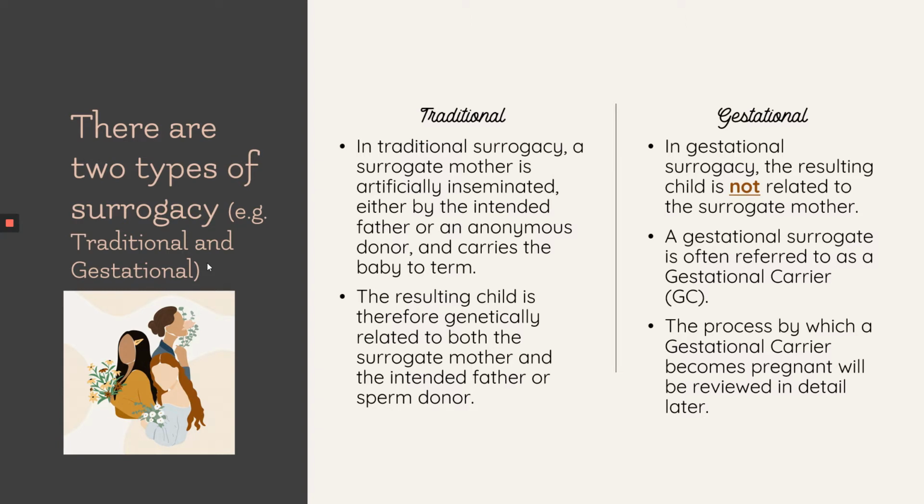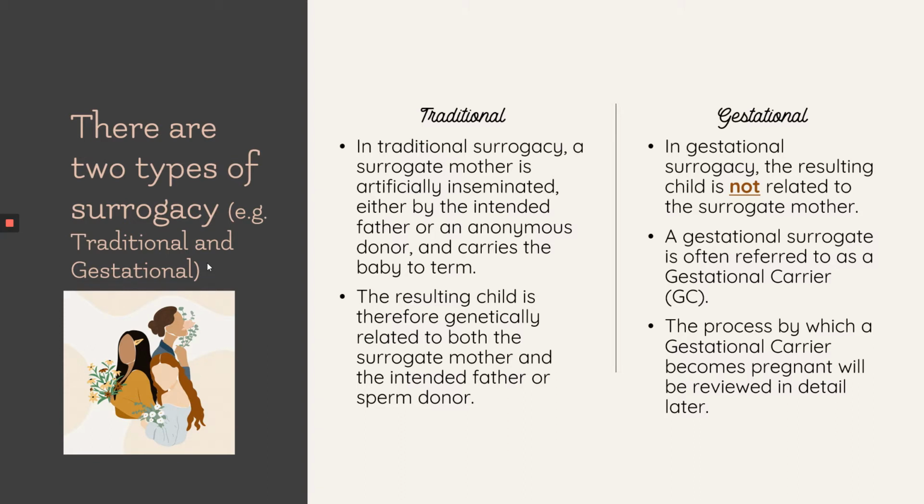So there are two types of surrogacy, traditional and gestational. In traditional surrogacy, a surrogate mother is artificially inseminated either by the intended father or an anonymous sperm donor and carries the baby to term. The resulting child is therefore genetically related to both the surrogate mother and the intended father or sperm donor. So in traditional surrogacy, the surrogate is using her own egg. So there is a genetic connection to the child.